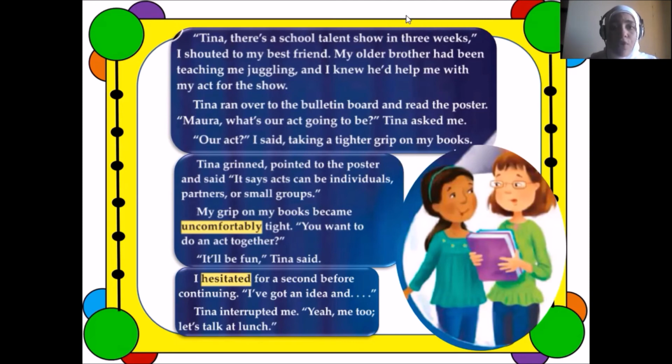Tina ran over to the bulletin board and read the poster. "Mora, what's our act going to be?" Tina asked me. "Our act?" I said, taking a tighter grip on my books. Tina grinned, pointed to the poster, and said, "It says acts can be individuals, partners, or small groups." My grip on my books became uncomfortably tight.